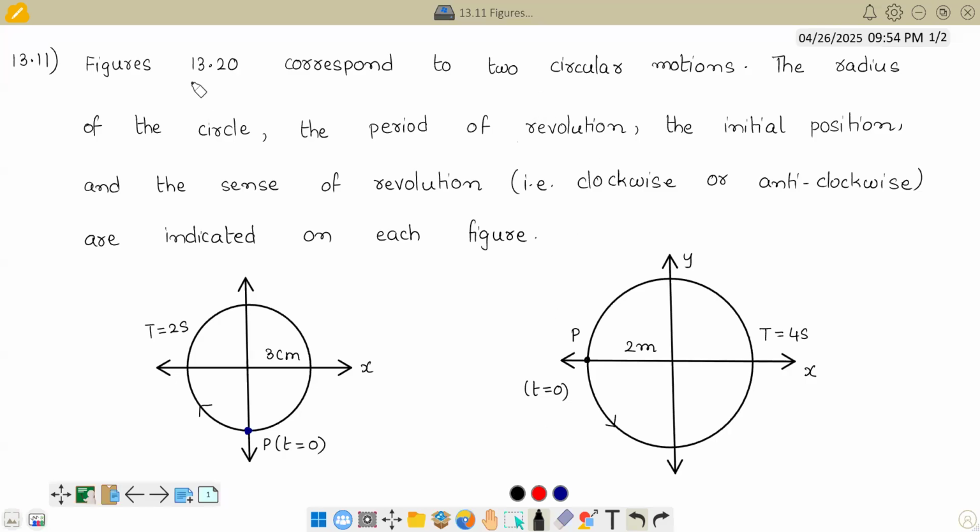Hello student, the question says figures 13.20 correspond to two circular motions. The radius of the circle, the period of revolution, the initial position, and the sense of revolution, that is clockwise or anti-clockwise, are indicated on each figure. So two figures are given to us. Time period is given, their radius is given. Here also time period is given, radius is given.